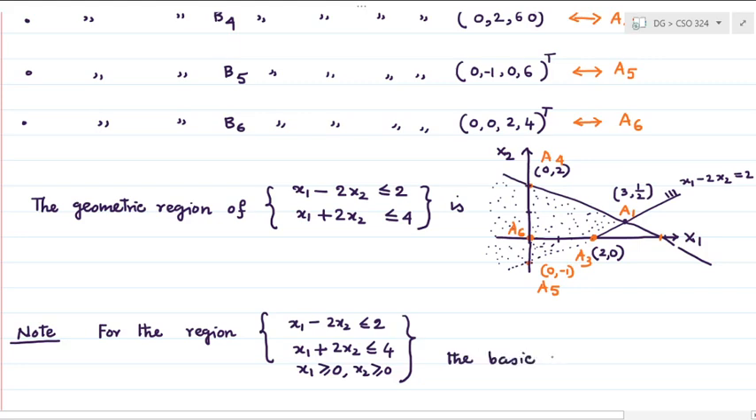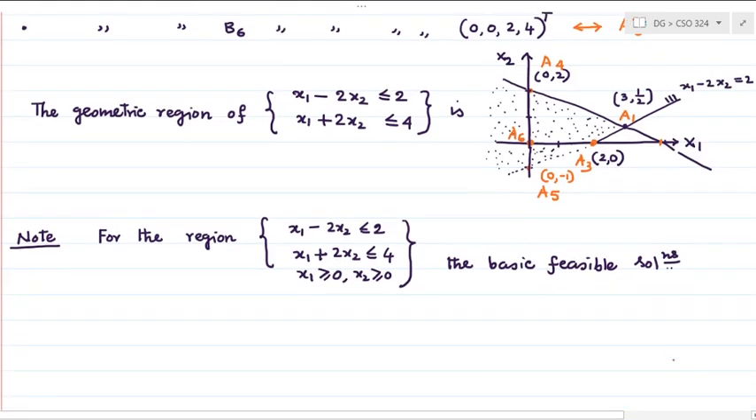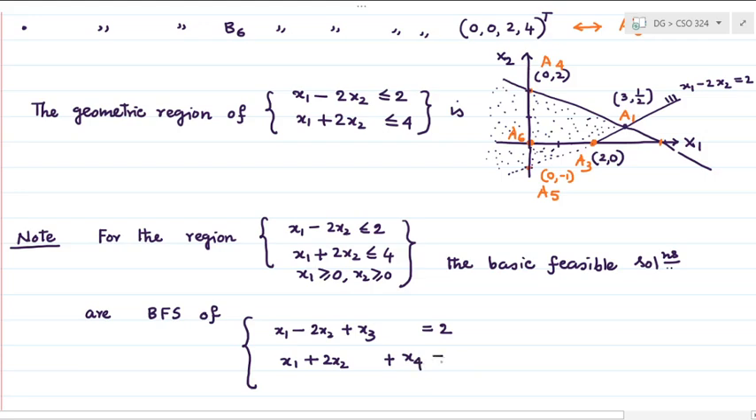What are your basic feasible solutions? They are the basic feasible solutions of this system: x1 minus 2x2 plus x3 is equal to 2, x1 plus 2x2 plus x4 is equal to 4, together with all the variables non-negative, x1, x2, x3, x4.